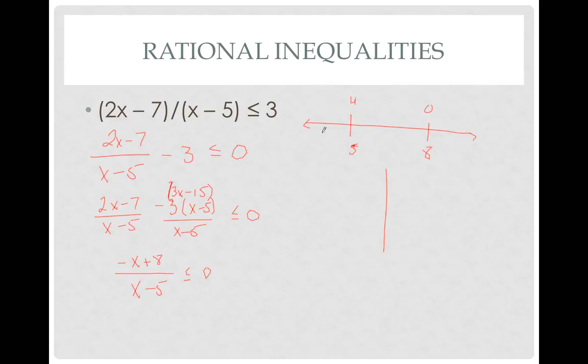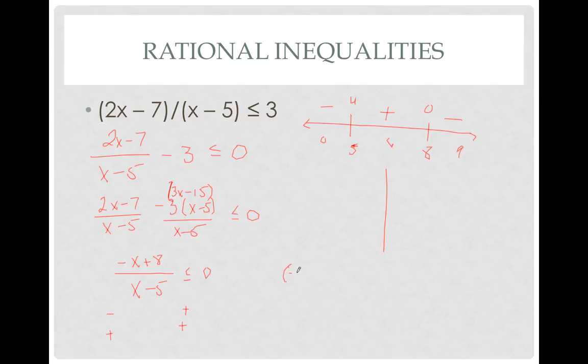So let's plug in 0, because that's to the left of 5. If I plug in 0 here, I get positive 8 over negative 5, so that's negative. If I plug in a 6 right here, negative 6 plus 8, well, that's positive. 6 minus 5, well, that's positive, so that's positive. And if I plug in a 9, negative 9 plus 8 is negative. 9 minus 5 is positive, so therefore it's negative right there. And we want to know where is it less than or equal to 0. All right, so it's less than 0 over here.